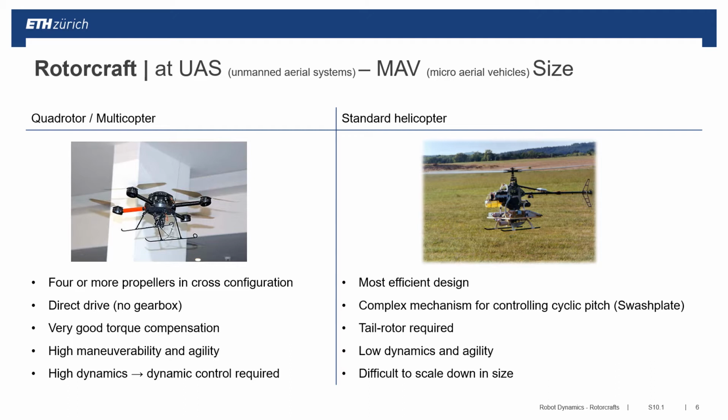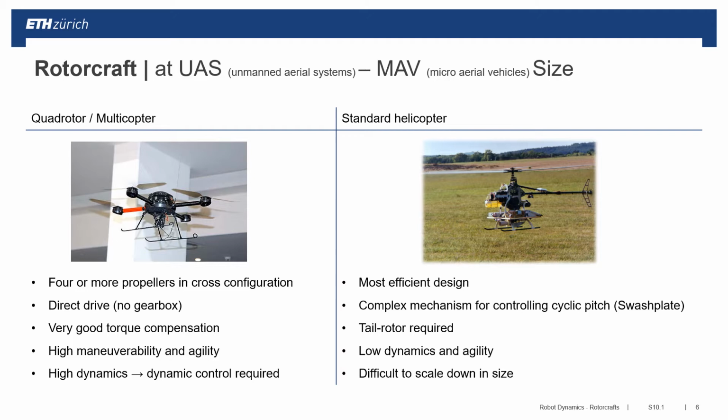This high dynamics, on the contrary, actually needs a very dynamic control and very precise measurement of the attitude and forward speed. In contrast, the standard helicopter, which still also exists for unmanned air systems and micro air vehicles, is more efficient. On the other side, it needs a more complex mechanism to control the cyclic pitch, the swash blades of the main rotor. They require a tail rotor. They have lower dynamics and lower agility, and they are much more difficult to scale down.